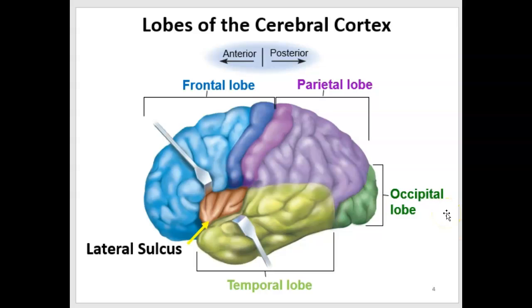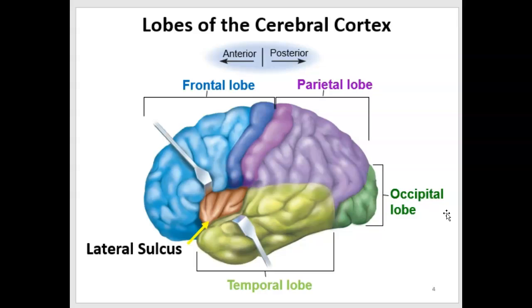Now, the cerebrum can be anatomically subdivided into different regions called lobes. We'll also look at functional subdivisions of the cortex, but for now we're just doing anatomy. The names of each cerebral lobe correspond to the names of the skull bones that lie over the lobes.